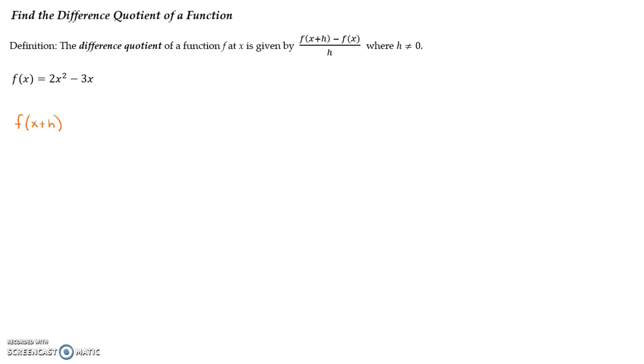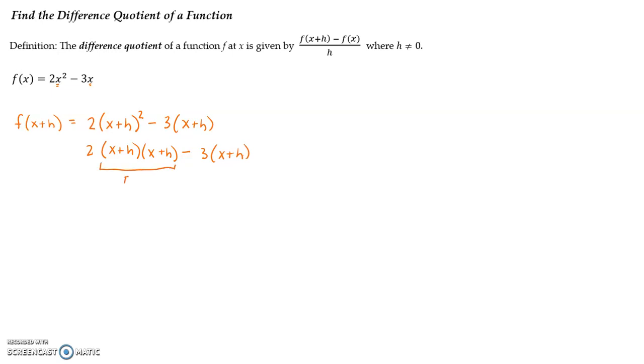And in this part, we're going to go ahead and replace each of these x's with the quantity x plus h. So we're going to get 2 times x plus h, the quantity squared, minus 3 times x plus h. And let's go ahead and rewrite this first part. Remember that when you're squaring something, that's the same thing as taking x plus h times itself. So let's go ahead and start with this set of parentheses.